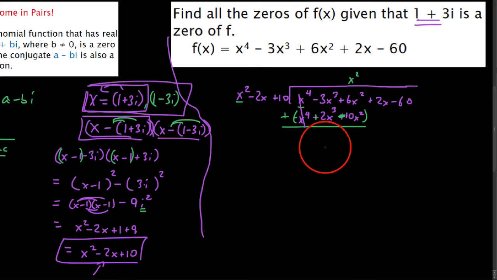We'd say that our x to the fourths cancel. Looks like we have a negative x to the third power, and 6 minus 10 is a negative 4 of these x squared things. We'll carry down and we'll start up again.